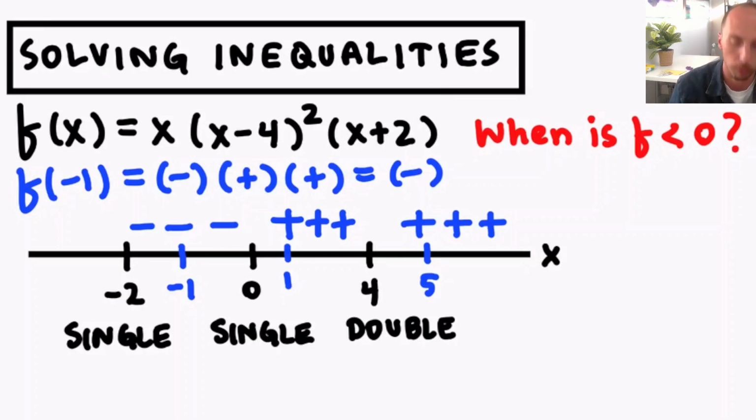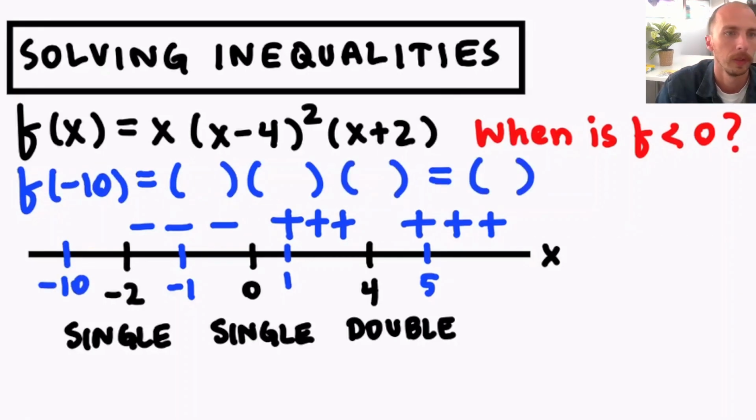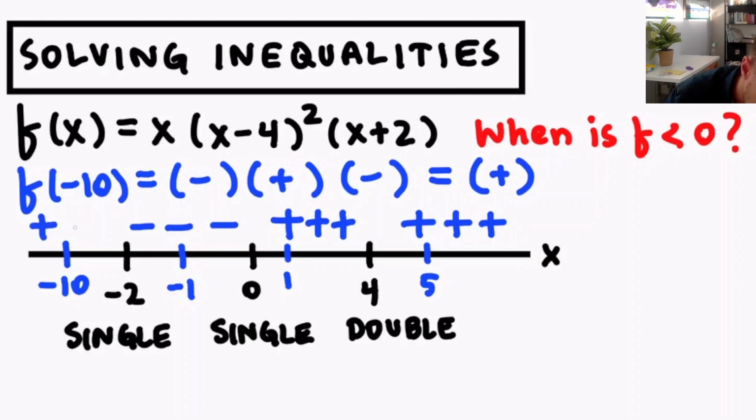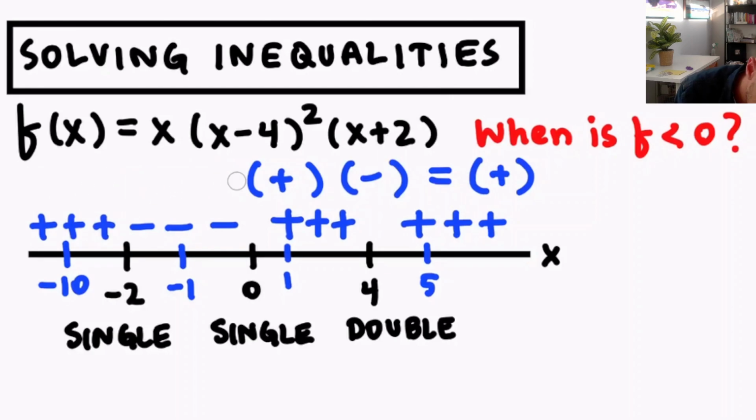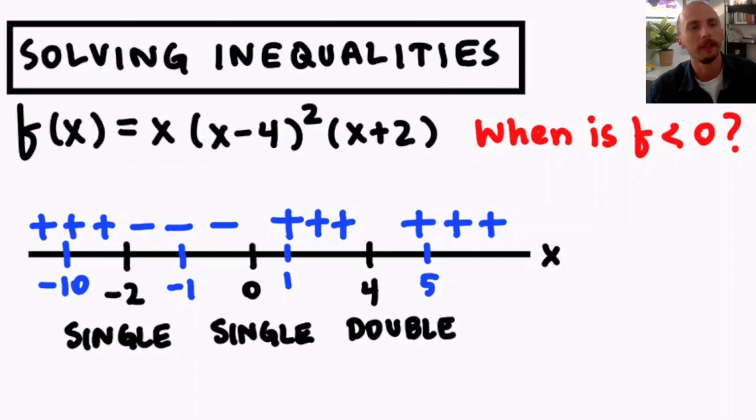And then what I'm going to do, I'm going to choose one more test value. Maybe this time I'll choose -10. All right, so when I plug in x equals -10, that first x, that's -10, that's a negative number. -10 minus 4 is -14, but if I square it, that will become a positive number. And -10 plus 2 is -8. So I've got two negatives and a positive multiplying together to make a positive number. So I've got positive all throughout this interval. And if I go in and I just actually clear this out, now I've got some information about the function.